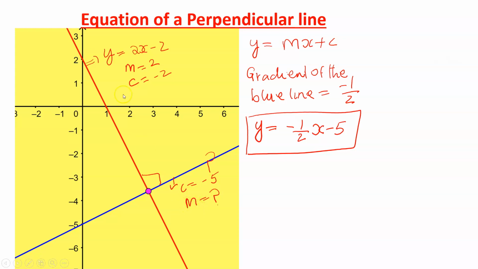Can we find the gradient using the fact that the red line and the blue line are perpendicular? Yes, for two perpendicular lines, their gradients are negative reciprocals of each other. So if the gradient of this one is 2, the gradient of the blue line will be minus 1 over 2. And once you know the gradient and the intercept, you can put them together to get your equation. This is the essence of this lesson, that you can use information of two lines which are perpendicular to find the equation of one from the other.